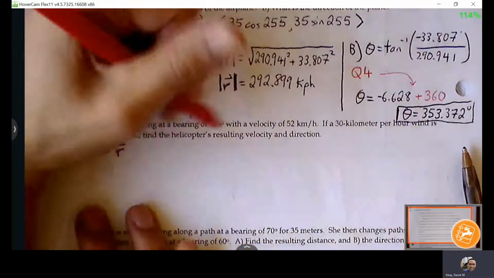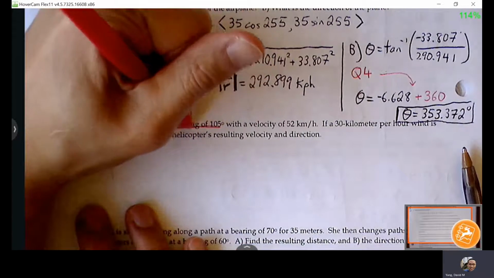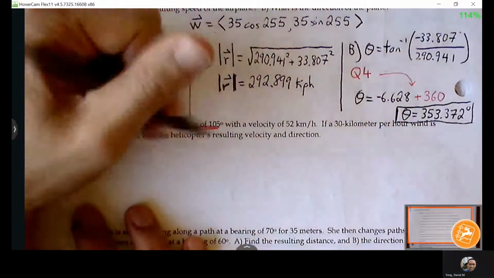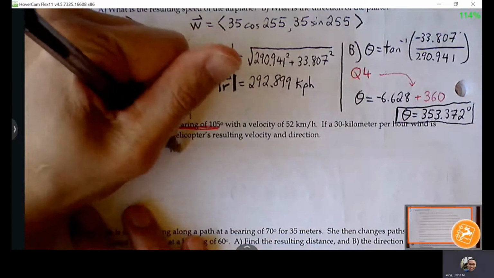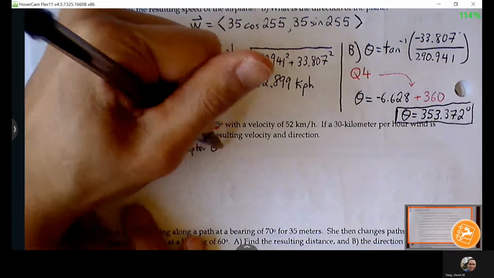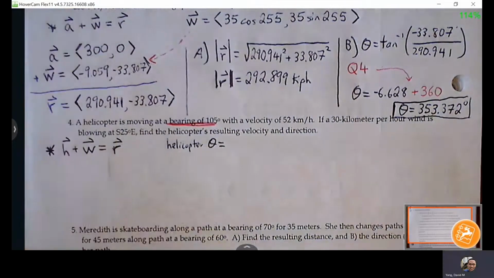Okay, we do have to make an adjustment, right? The helicopter doesn't tell us standard position, so we have to get to that theta here. So if it's just bearing, that means we know it's measured from that north direction, right? We have to subtract from 450.